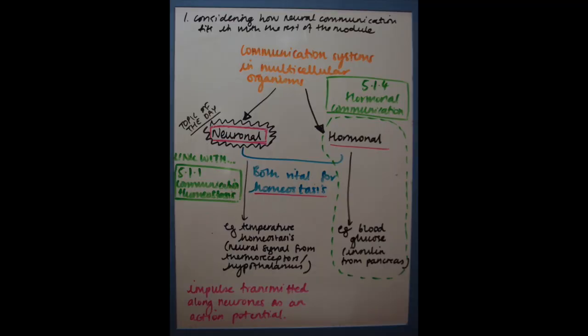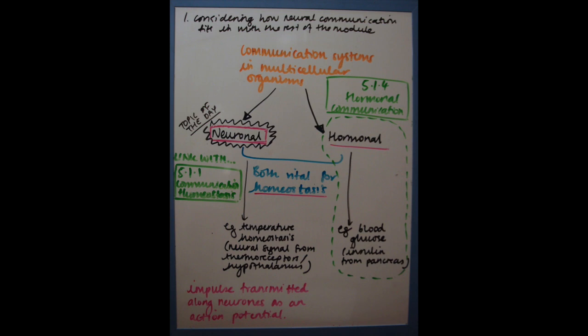So now we're considering how neuronal communication fits in with the rest of the module. Communication is absolutely key for monitoring a change in an internal and external environment, responding to this change and coordinating the activities of different organs. This communication can be through either a neuronal system or a hormonal system, i.e. through electrical signals that pass through neurons or chemical signals that pass through the blood.